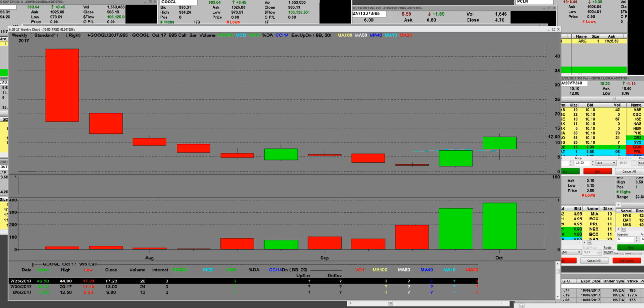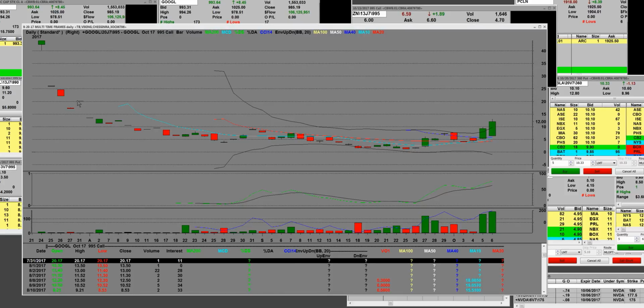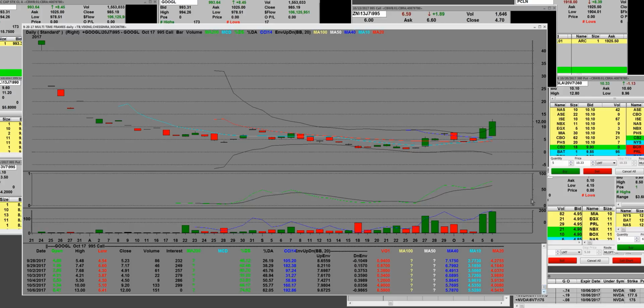Now I'm going to show you the following. 1020. This is the daily chart on the 995. Okay, we have a lot of room to go, meaning that the powerful trend that Google is in, and this is the call chart on 10.6, the low was 6.41 and the high was $13 on 10.6 right here. Now I'm going to show you another thing.